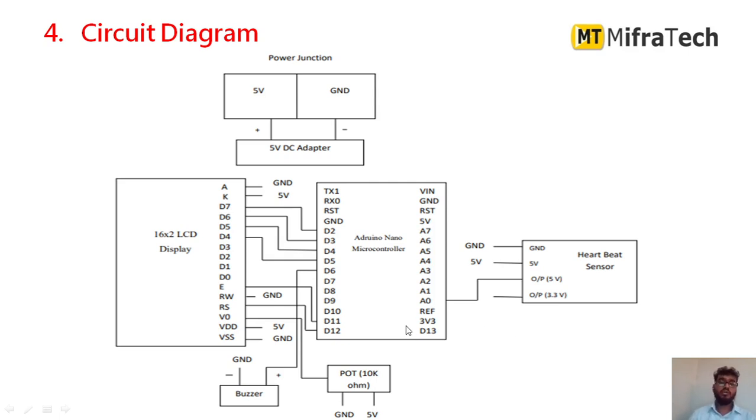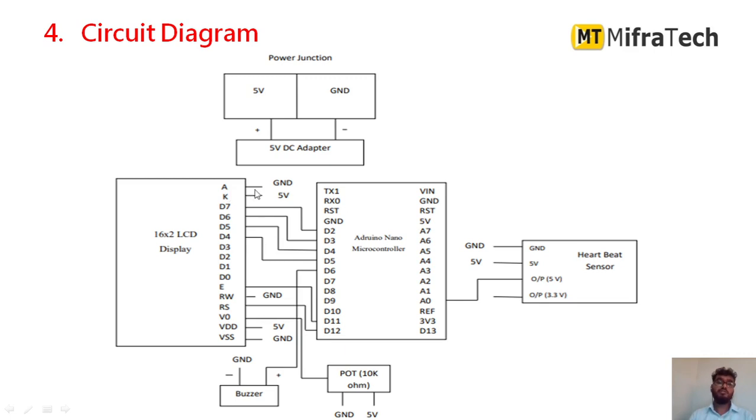Next we will see how to interface a 16x2 LCD display to this Nano microcontroller. On this 16x2 LCD display we can display up to a total of 32 characters, 16 in each row. There will be 2 rows where we can display the characters. It has different pins here, as you can see.